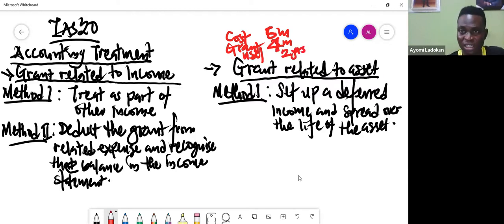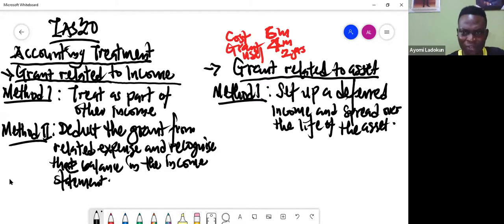If I want to depreciate this asset, I would say 6 divided by 2. Is that okay? Then I have 3. So each year I will recognize a depreciation of 3 million. Then each year I will also do the same thing with the grant. I will divide by 2 so that each year I release 2 million as income into my income statement. So as I'm releasing depreciation, I'm also releasing the income. That's why I said set up a deferred income and spread over the life of the asset. So that's what method 1 is saying.